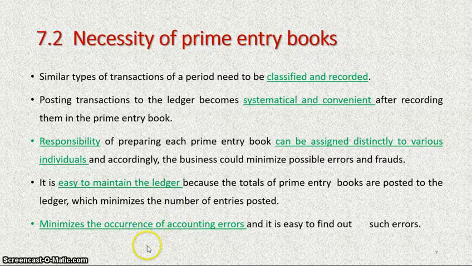It minimizes the occurrence of accounting errors, and it is easy to find such errors. So when you make errors, you don't have to go through everything. If you find the error in one book, then you know that error is there, so you don't have to go through everything else again.